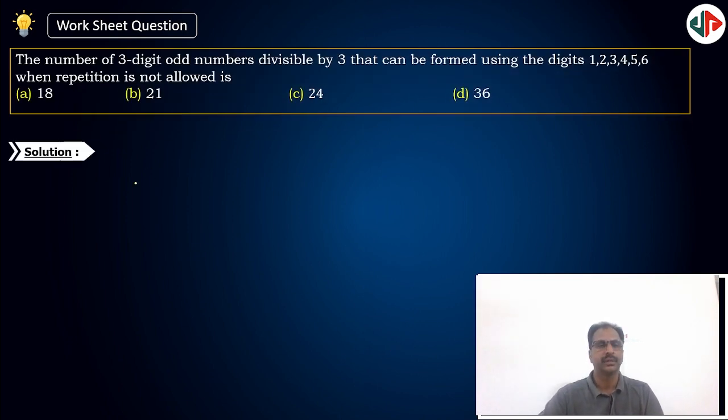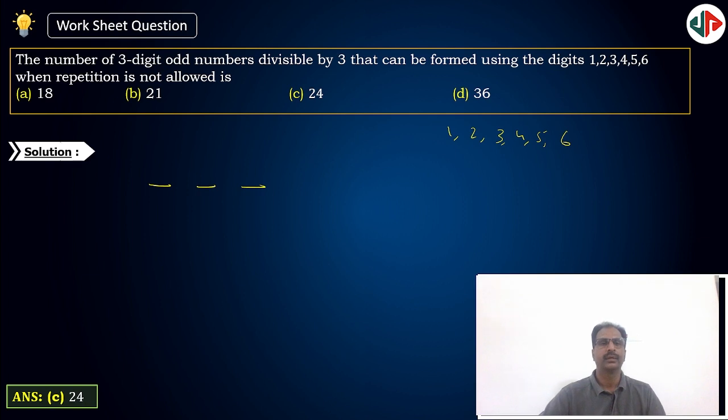Next. The number of 3-digit odd numbers divisible by 3 that can be formed using the digits 1, 2, 3, 4, 5, 6 when repetition is not allowed. You have to find the number of 3-digit numbers divisible by 3. Repetition is not allowed. What is the condition for a number to be divisible by 3? The sum of digits in that number should be a multiple of 3. For example, if you take 1, 2, 3, the sum of digits is 6, which is a multiple of 3. So the numbers obtained by using these 3 digits are divisible by 3.